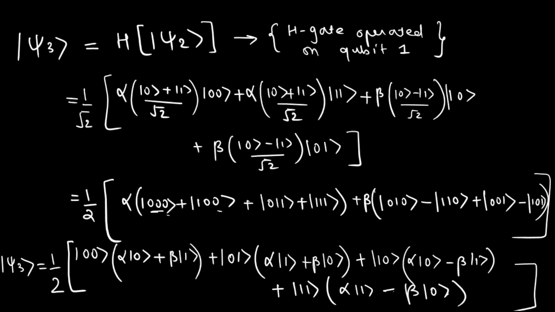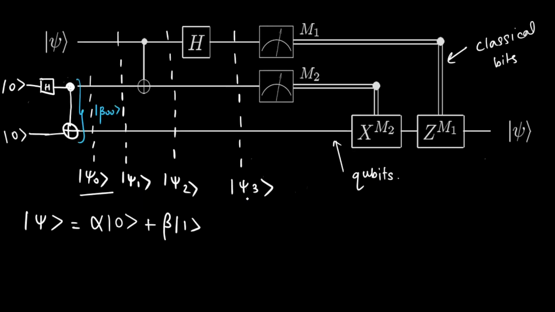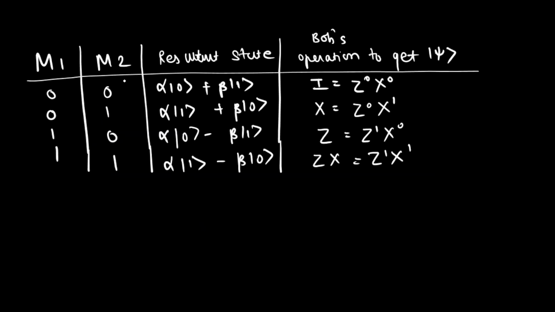One more thing with the psi 3 state is that it is a linear combination of these four states with coefficient half. So the probability, that is the square of the coefficient, of getting any one of these states will be 1 by 4. Now after getting the state psi 3, Alice is ready to measure her qubits. We can show these measurements with this table, and the results of these measurements can be communicated by Alice to Bob later to give the state psi.